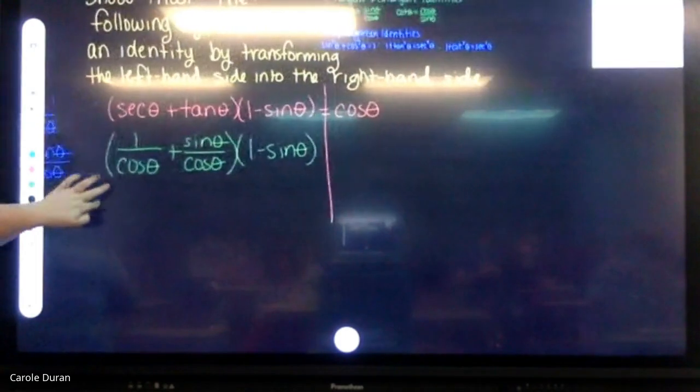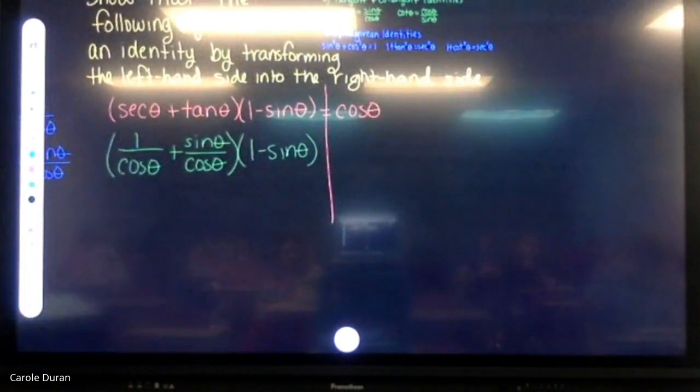So now I'm looking at what I have here. I have 1 over cosine plus sine over cosine, all times 1 minus sine of theta. Looking at this now, is there any way that I can simplify this or rewrite it so it's easier to look at before I continue to simplify? Yes, how, Becca?